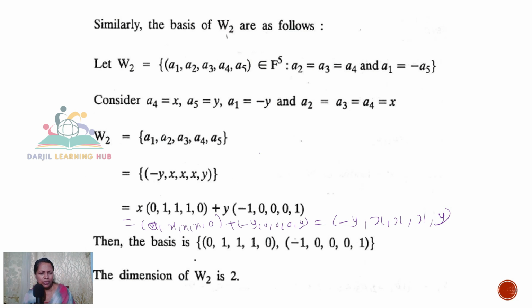Therefore the basis is (0, 1, 1, 1, 0) and (minus 1, 0, 0, 0, 1). In the linear combination also, the scalars were 0. Therefore this is the basis. These are the 2 basis vectors of the given set W2. And how many? There are 2. The count of the basis vectors is called the dimension. Here the basis vectors are 2, therefore the dimension is 2. This is the answer of the problem.